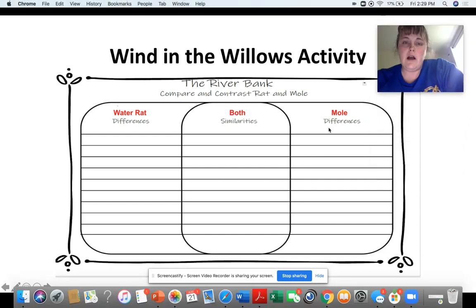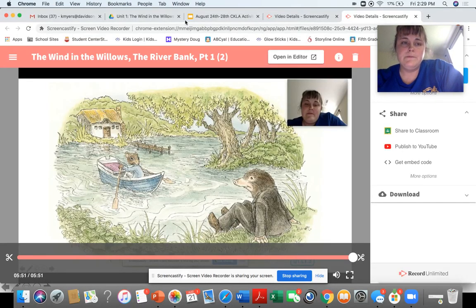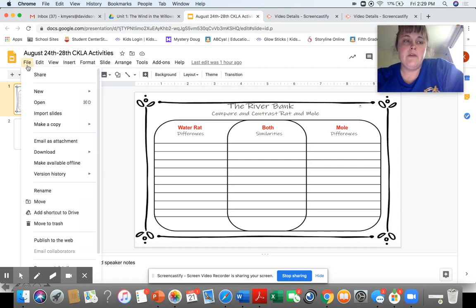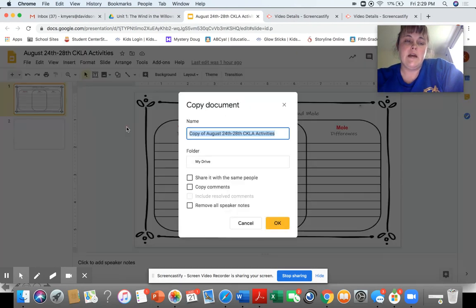Now, you will get a copy of the Wind in the Willows activity. It's comparing, contrasting rat and mole. So, compare and contrast means that you're finding ways that they are alike, that they're similar, and ways that they are different. So, when you get this activity, you are going to probably go into Google Slides, kind of like we did for the escape room activity. And you're going to go in here, hit File, make a copy, entire presentation, and you're going to write your name on it.